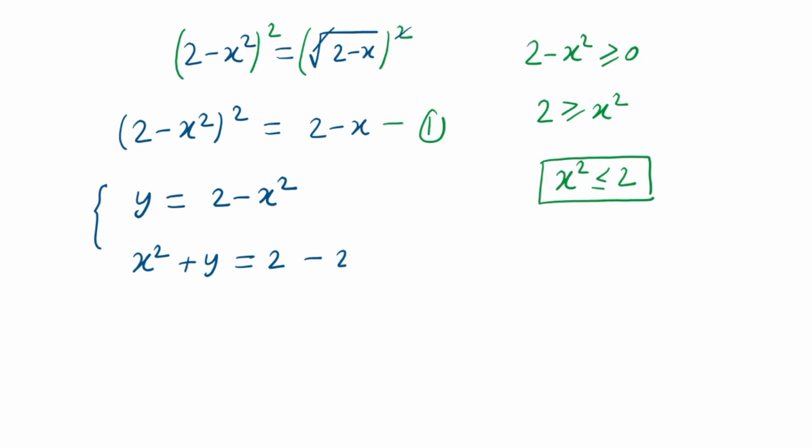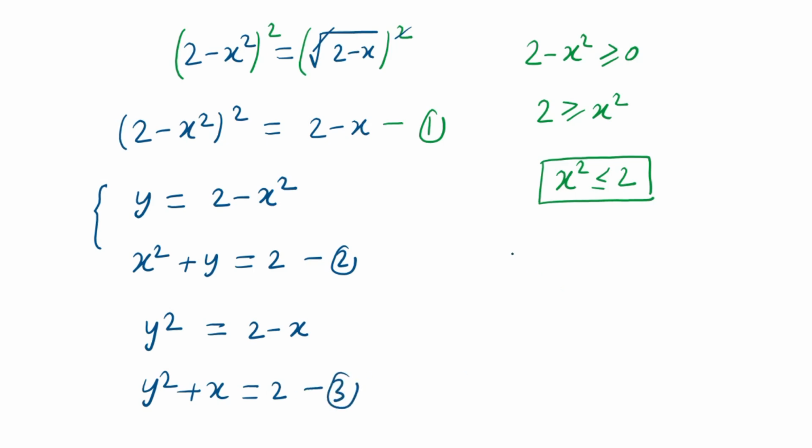Let's say this is equation number two. Now 2 minus x square is replaced by y in equation number one, then y square equals 2 minus x. Moving x to the left hand side, this is y square plus x, and this equals 2. Let's say this is equation number three.